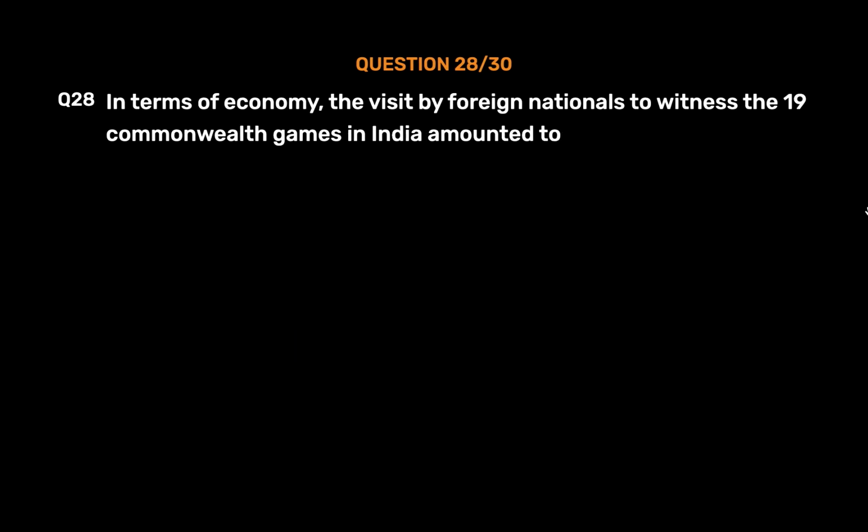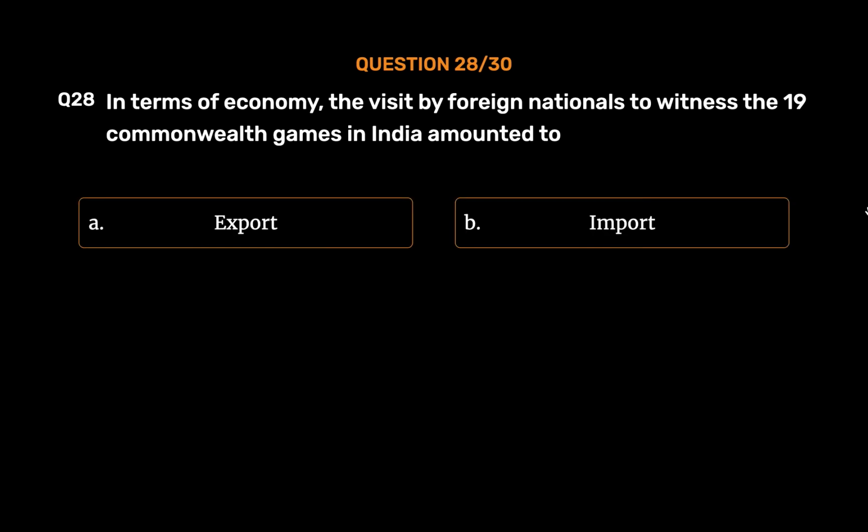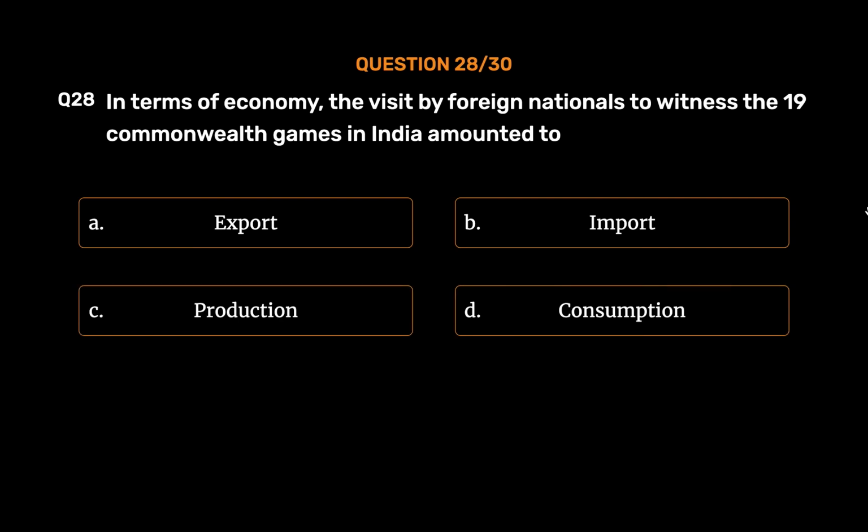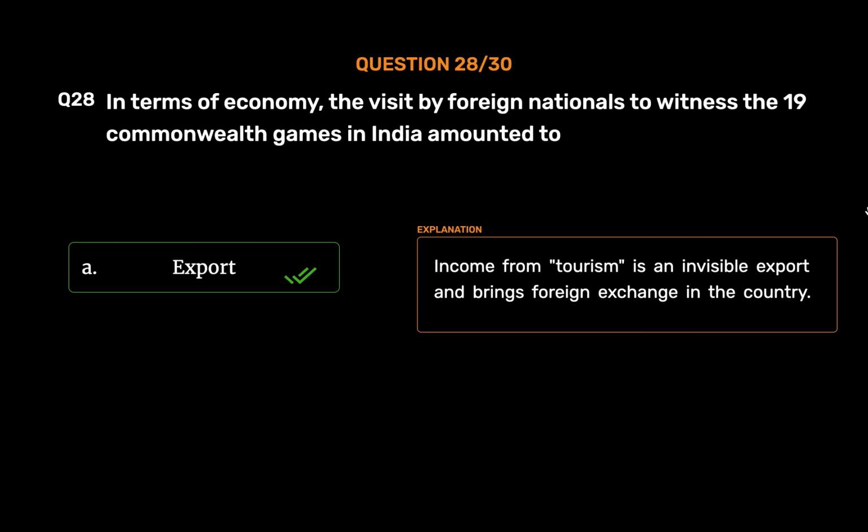Question number 28. In terms of economy, the visit by foreign nationals to witness the 19th Commonwealth Games in India amounted to Option A, export. Option B, import. Option C, production. Option D, consumption. The correct answer is Option A, export. Income from tourism is an invisible export and brings foreign exchange in the country.